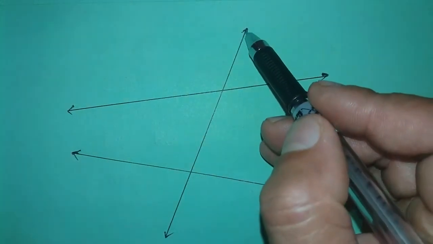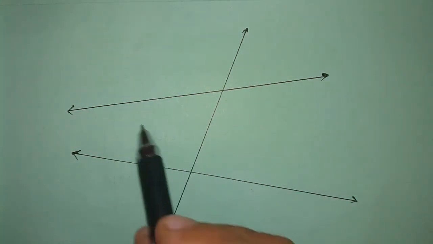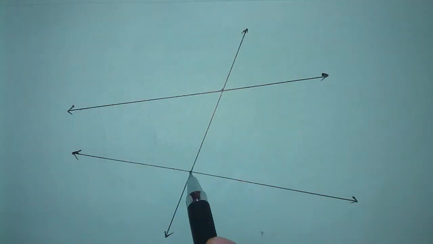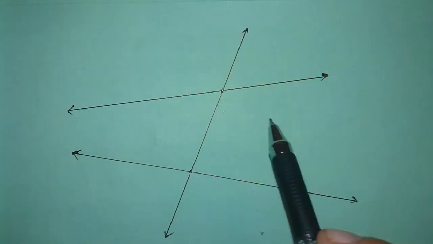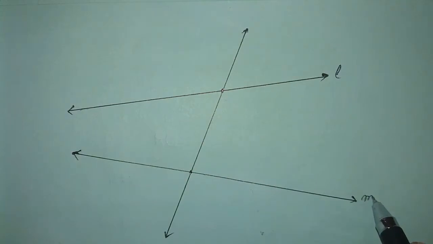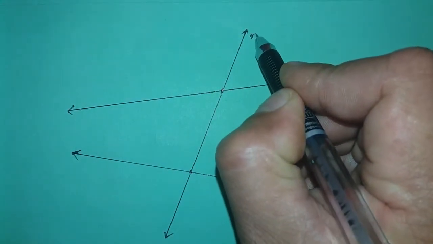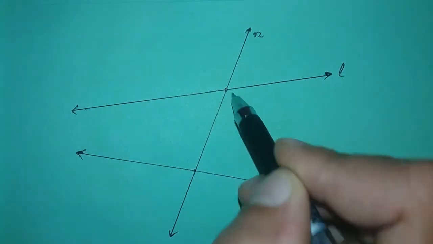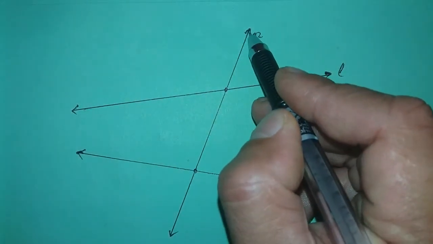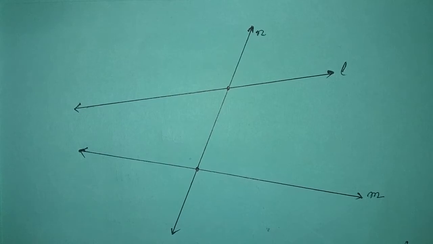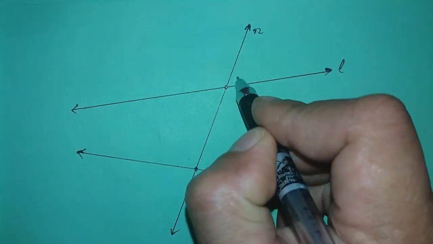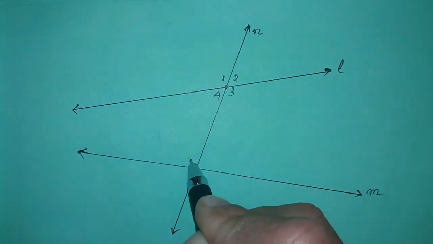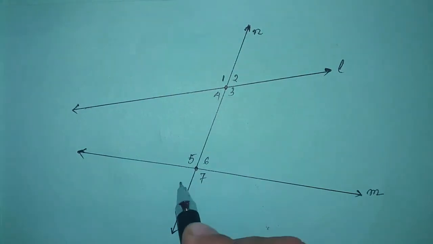Here this line is intersecting these two lines at two distinct points, here and here. Let's say this is L and this is M, and this is another line, let's call it N. Now this N is intersecting these two other lines at two distinct points, so such a line is called a transversal. Now here we have 8 angles formed. Let's say this is 1, 2, 3, 4, 5, 6, 7, 8.